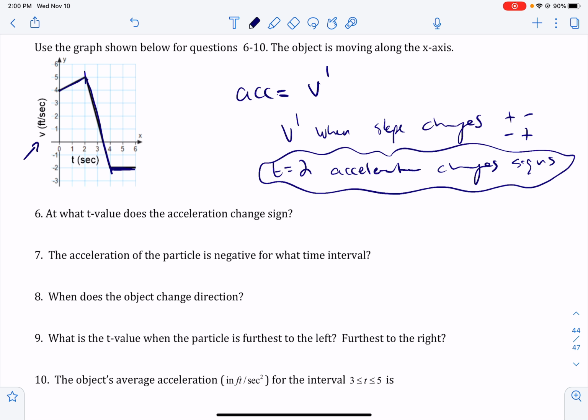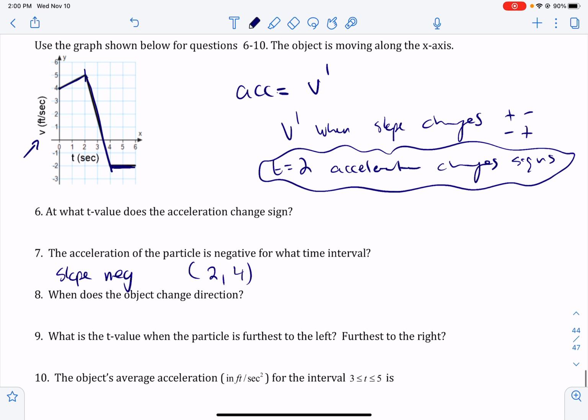Okay, number 7, the acceleration of the particle is negative for what time interval? Well, my acceleration is negative whenever the slope of this graph is negative, because this is my velocity. So I want to know, when do I have a negative slope? Well, I have a negative slope from 2 until I get to 4. So from 2 to 4, my acceleration is negative because the slope of the velocity is negative.